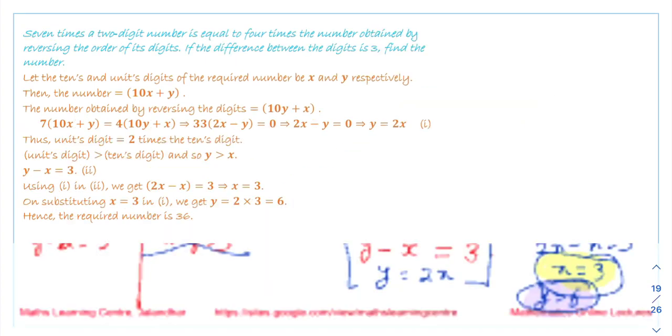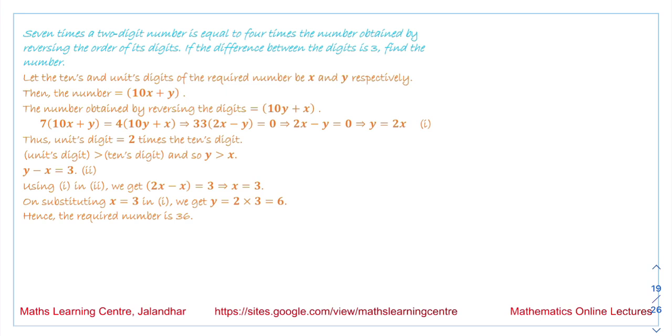Next is: 7 times a 2-digit number is equal to 4 times the number obtained by reversing the order of the digits. So what we have considered over here is that the tens and unit places of the digits are x and y. So the required number will be 10x plus y. The number obtained by reversing the digits will be 10y plus x.